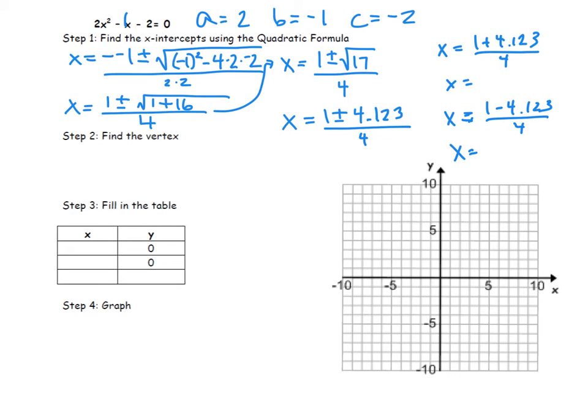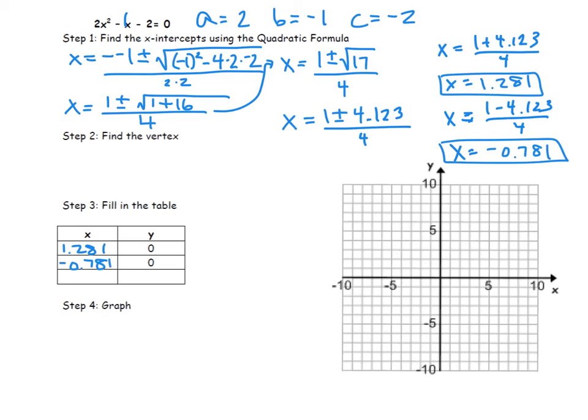So we will get 1.281 or negative 0.781. Those are our two x values, our x-intercepts, 1.281 and negative 0.781. If we plot those x-intercepts on our graph, we will find that one of them is at about 1 1/4, just over 1 1/4.